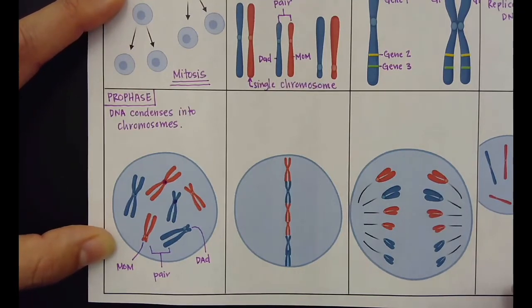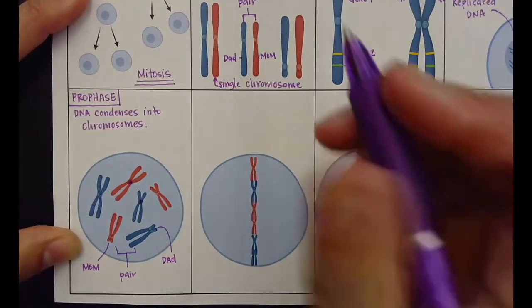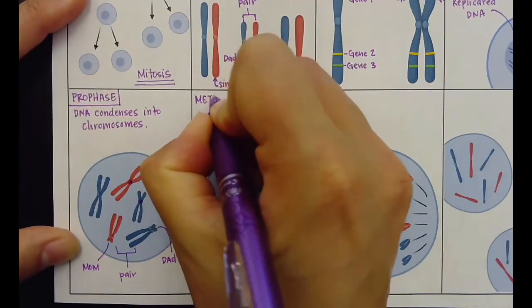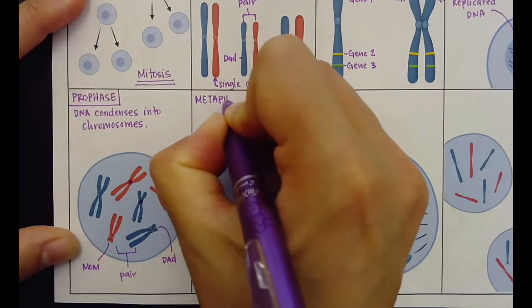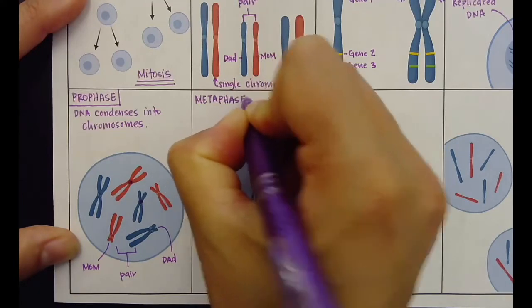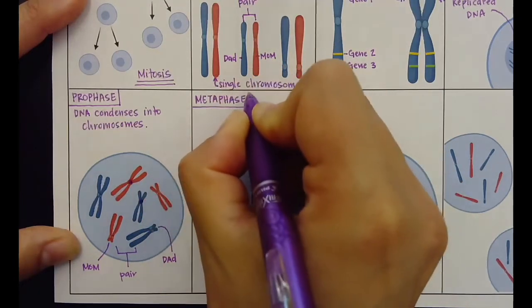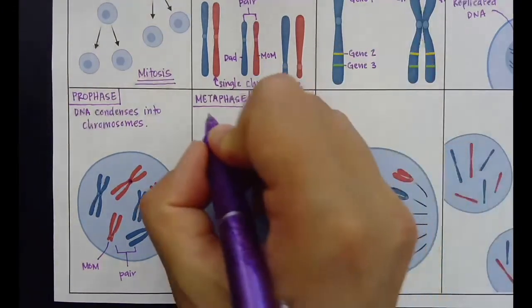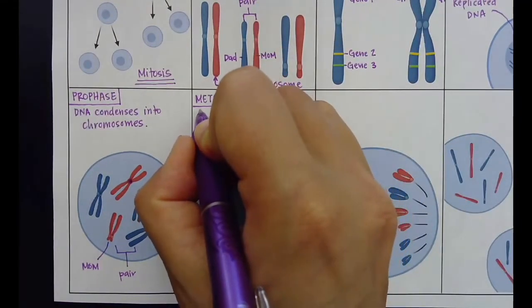All right, after prophase, we get metaphase. And in metaphase, the chromosomes line up in the center of the cell.